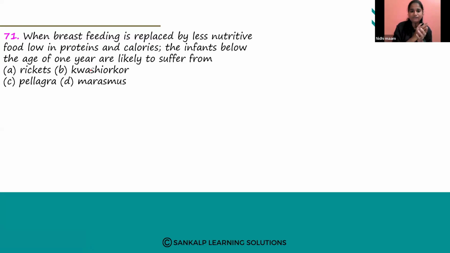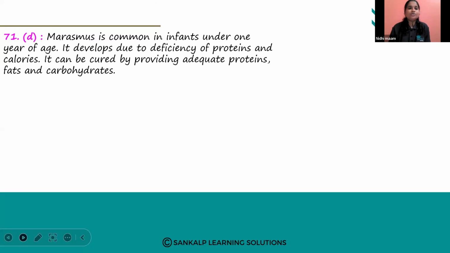Okay, Rakshita answered it. Good. What about others? Yeah, let us check the answer here. So marasmus. Marasmus is a common disorder which we can see in infants. It develops due to deficiency of proteins and calories. If the child does not get as much energy and protein as needed, the child will suffer from marasmus. It can be cured by providing adequate proteins, fats and carbohydrates.